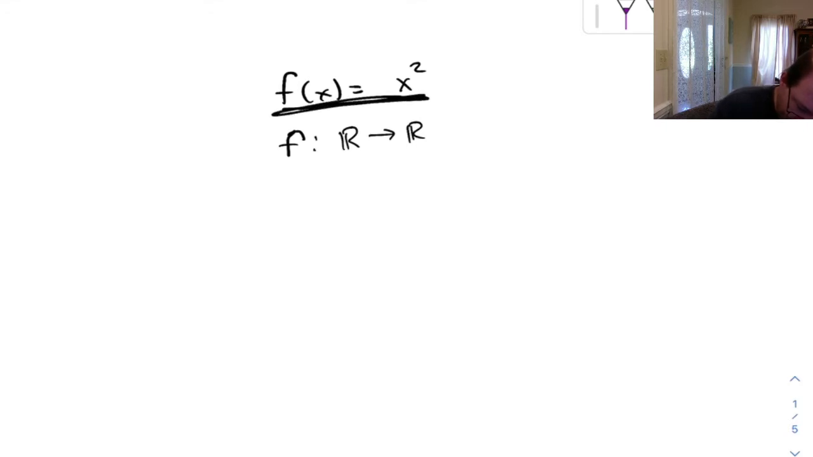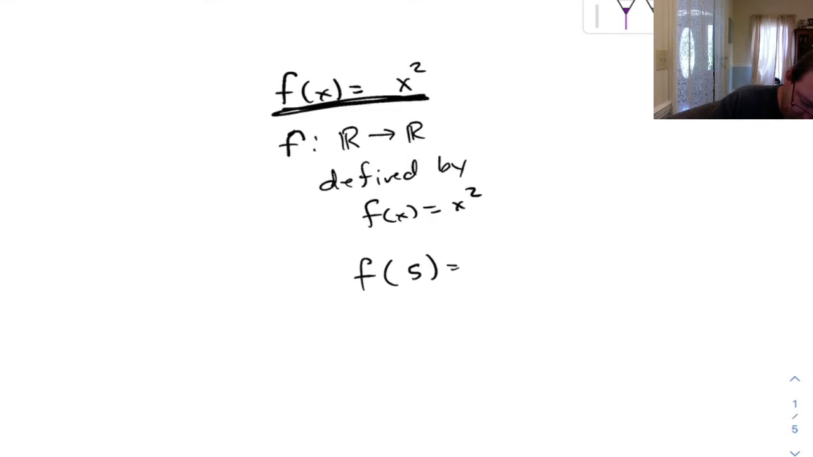Normally, if you had the function f of x equals x squared, it would typically be written out like that. But using this new notation, you could write it as f maps the real numbers to the real numbers, and it's defined by this up here. So defined by f of x equals x squared. And you could say something like f of 5 is 25.